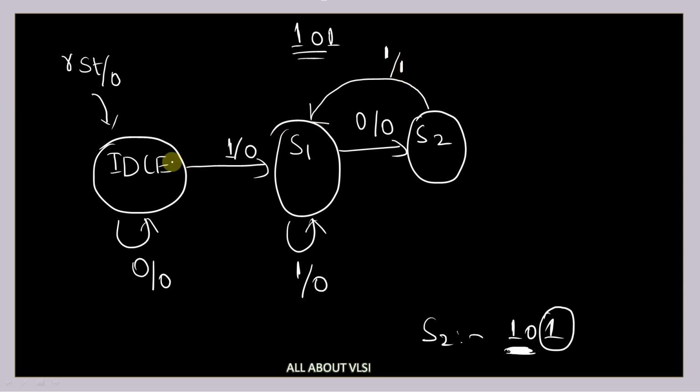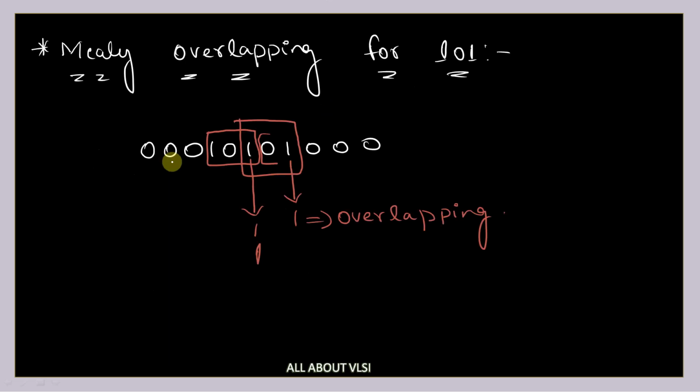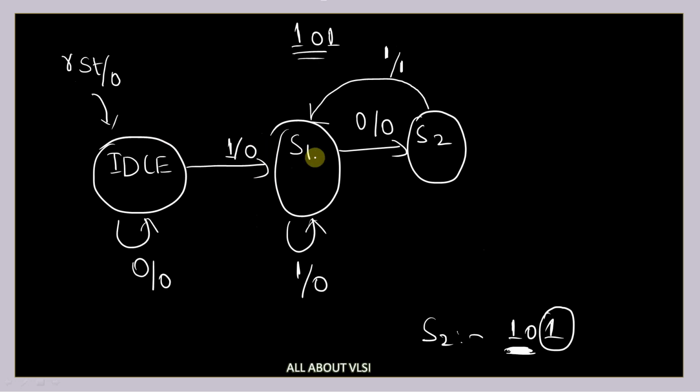If you remember, when we were discussing non-overlapping sequence detection, we were going to idle state because we don't want to consider the previous bit. We don't want to consider the bit which is present in the previous pattern, but we are talking about overlapping sequence. We can overlap with the bit which is present in the previous sequence. So that's why I'm going to a state which is known as S1 state. I can reuse this.